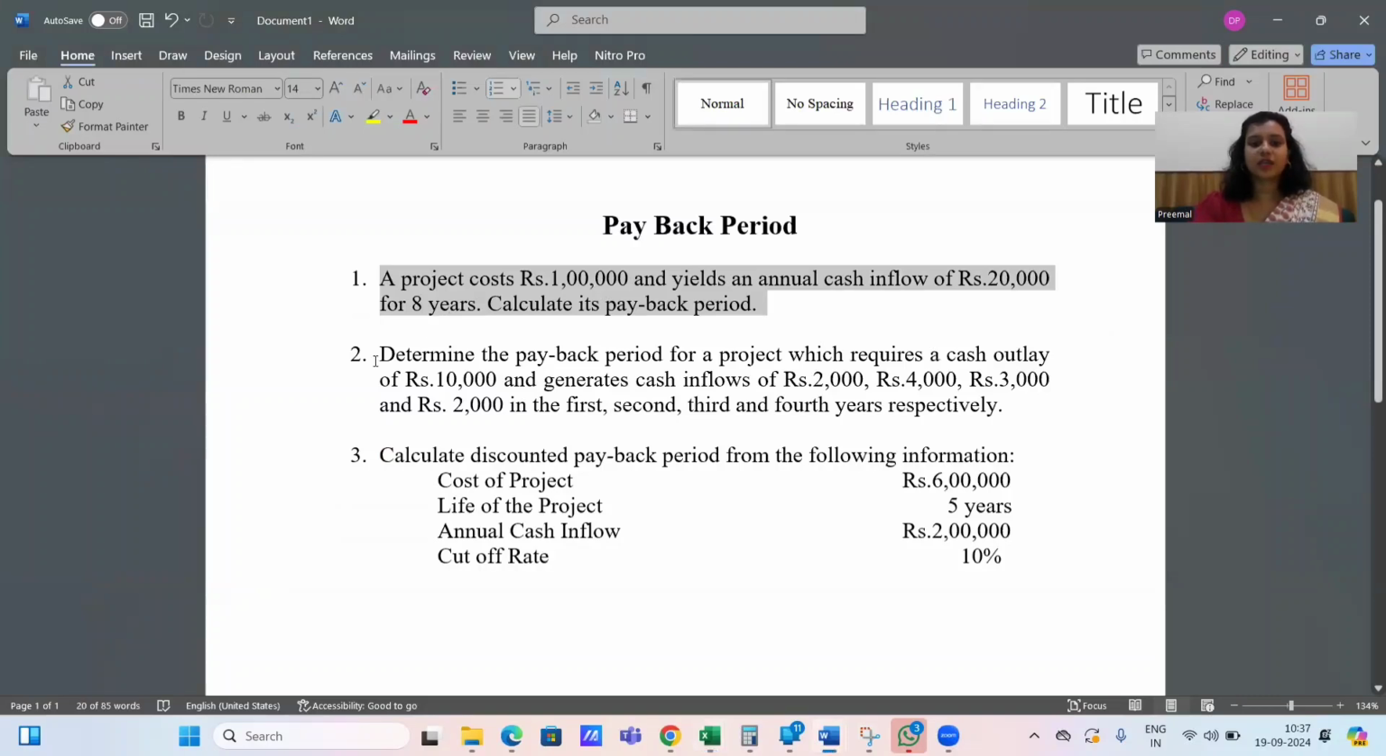The second question. Determine the payback period for a project which requires a cash outlay, that's our initial investment, of rupees 10,000 and it generates cash inflows of 2,000, 4,000, 3,000 and 2,000 in the 4 years respectively. So in this question, we are still under the traditional payback period method. But then the cash inflows are not constant. So how do we calculate payback period when cash inflows are not constant?